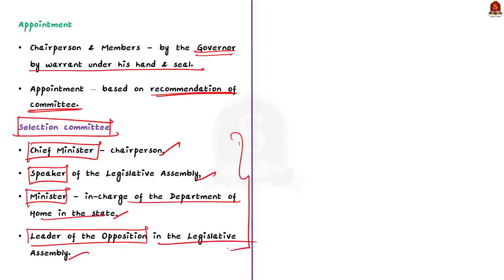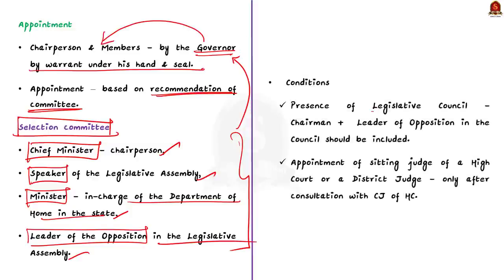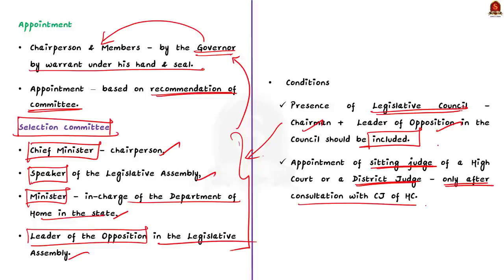And based on the recommendation of this selection committee only, governor appoints the chairperson and members of SHRC. Here note that if there is a legislative council in a particular state, then the chairperson of that council and leader of opposition in that council will also be included as members of selection committee. Further, there is a condition here. A sitting judge of the High Court or a sitting district judge can be appointed only after consultation with the Chief Justice of High Court of the concerned state. And this is all about the appointment of chairperson and members of SHRC.